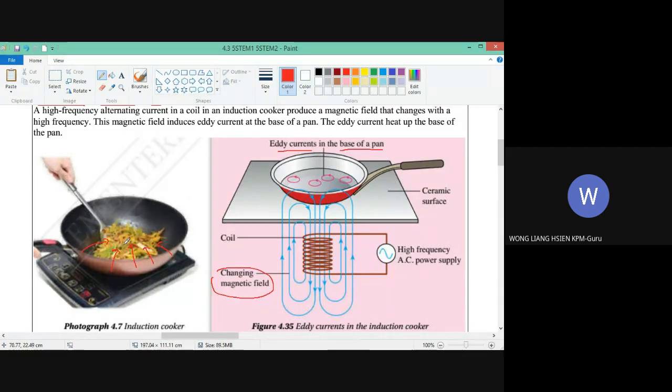But of course there is a disadvantage to the induction cooker. What is the disadvantage? The disadvantage is that you can only use pots and pans made from magnetic material only. That means material that is affected by the changing magnetic field and can produce induced current.